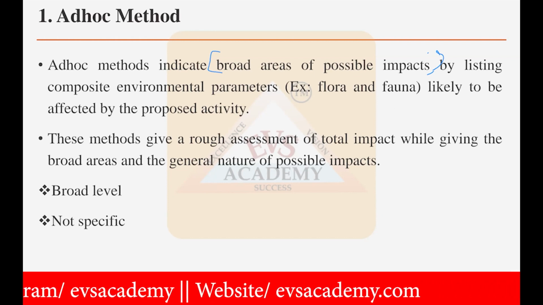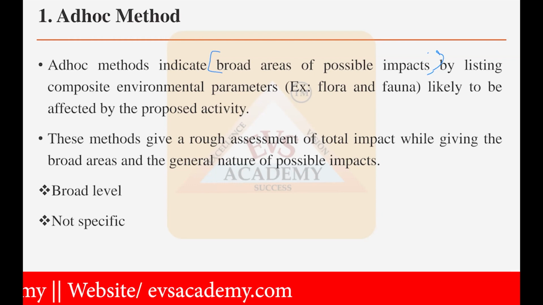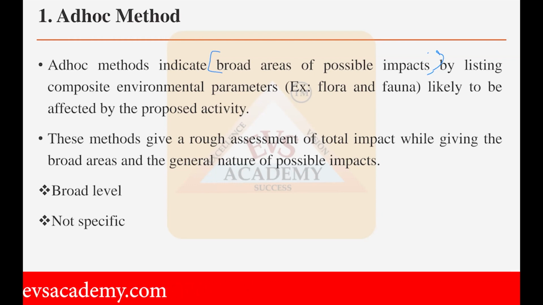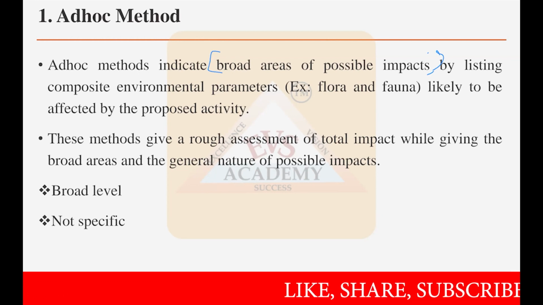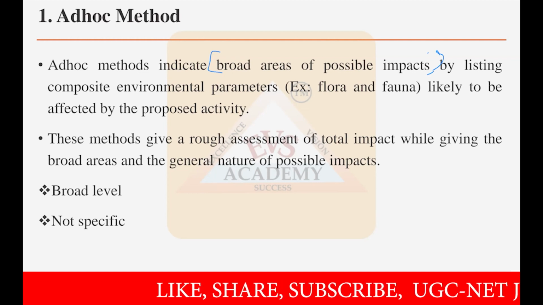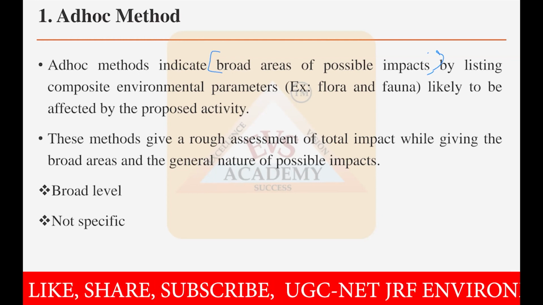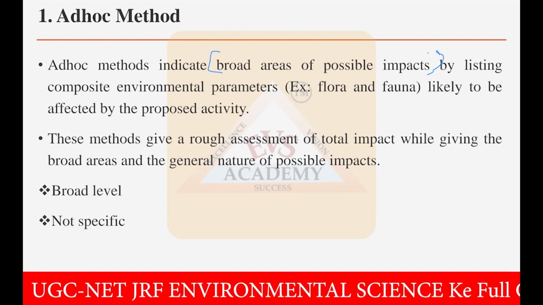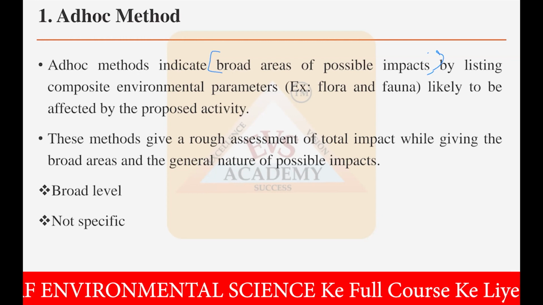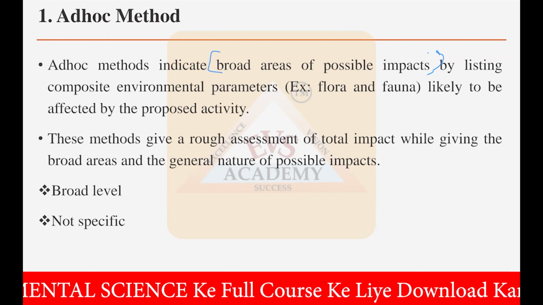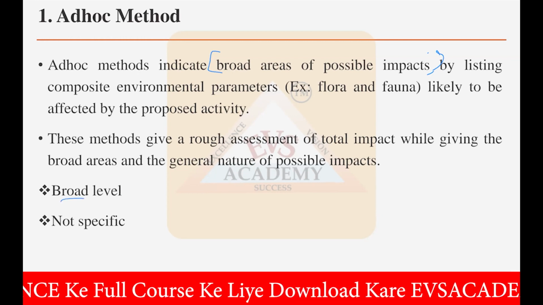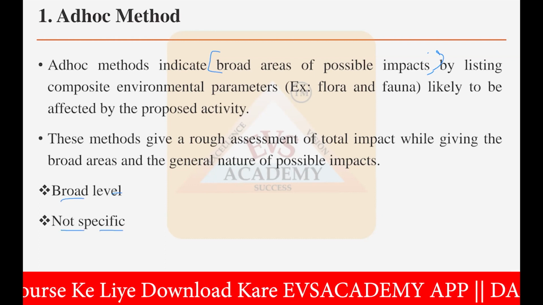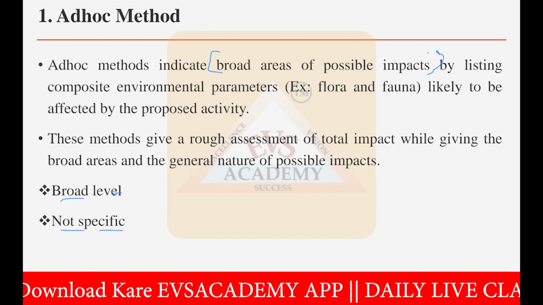So it is a broad level type of method. Only broad level things would be discussed here, and this is not specific as well. What kind of air pollutant would be there? What kind of water pollutant would be there? Which areas of that particular project boundary would be mainly affected by that air and water pollution? Nothing is specified there. Things are only at the broad level, not specific. This ad hoc method is generally not used by the EIA agencies.